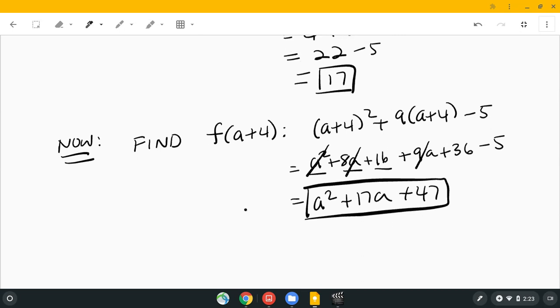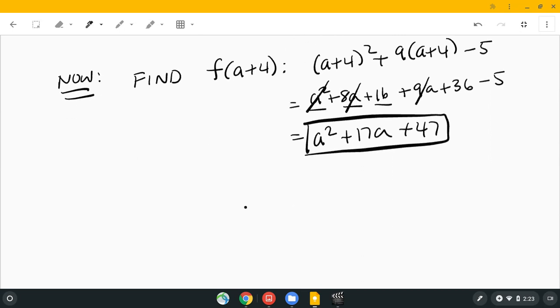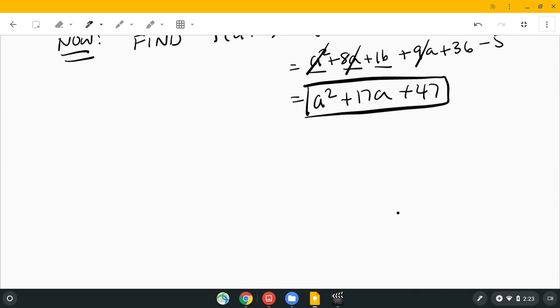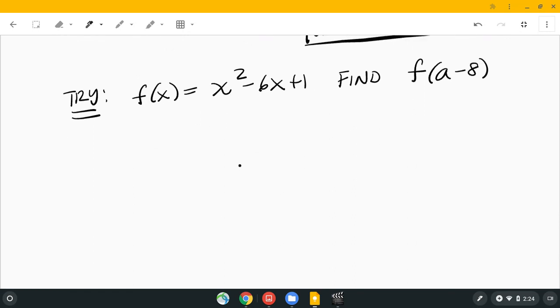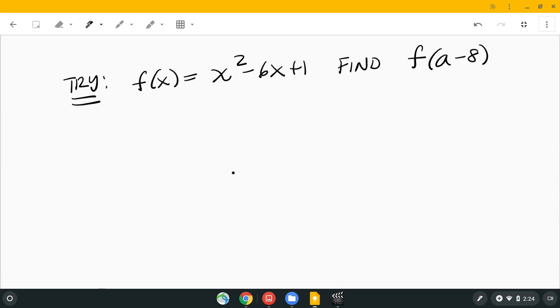Okay, let's see. Why don't you try this? Here's your function. And I want you to find f of a minus 8. So you're going to replace all the x's here with a minus 8. Okay, so go ahead and hit the pause button, and let's see if you guys come up with the same answer.